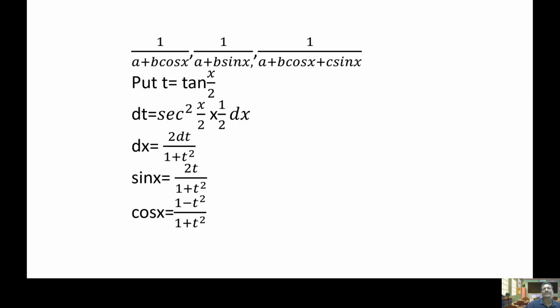In this type of problem, you substitute t equal to tan x by 2. So t equal to tan x by 2 means dt equals sec squared x by 2 into half dx. So dx from this is 2 dt by 1 plus t squared.